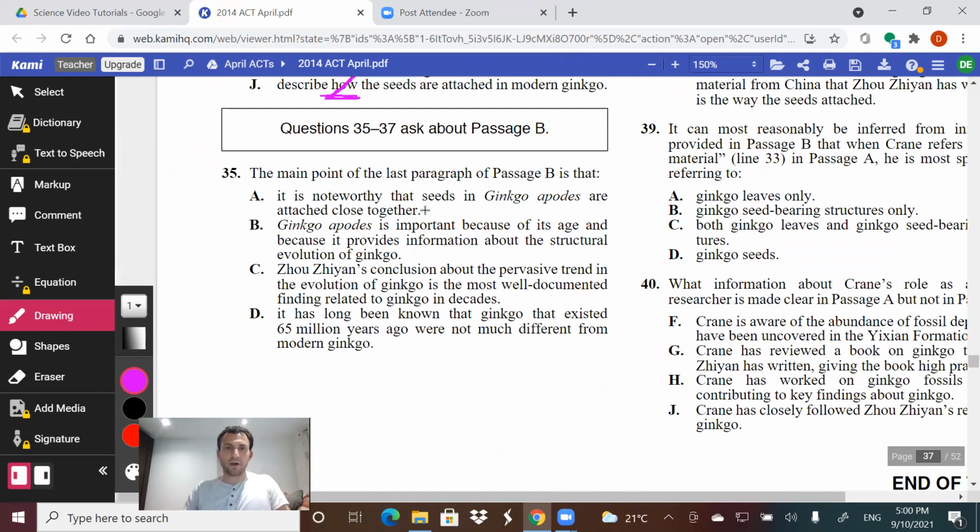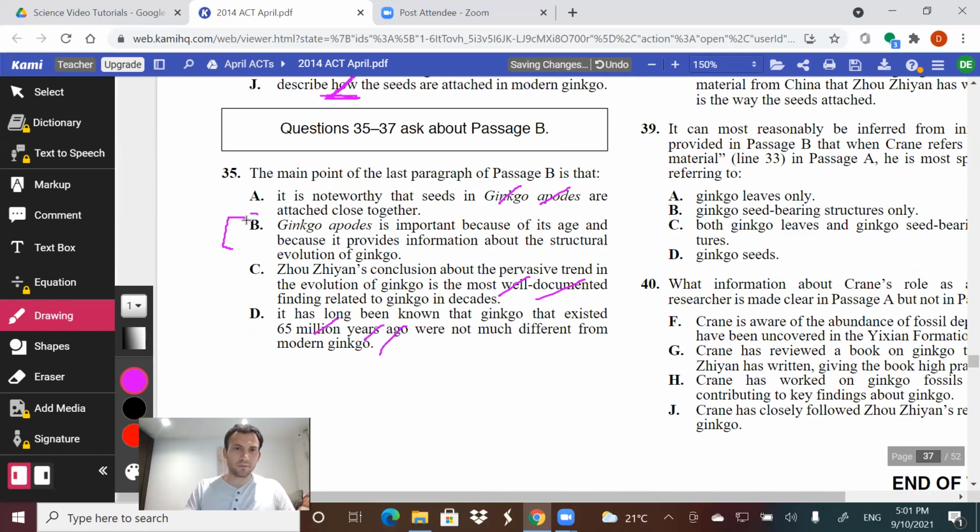The main point of the last paragraph is that it is noteworthy that the seeds in ginkgo apodus are attached close together. No, the point of the last paragraph was kind of the evolution of the seeds, not this specific plant, this specific step in the evolution on its own. Ginkgo apodus is important because of its age and because it provides information about the structural evolution of ginkgo. Maybe. Zhao Zhen's conclusion about the pervasive trend in the evolution of ginkgo is the most well-documented find. So no, it just never says that. So that's an assumption. It has long been known that ginkgo that existed 65 million years ago were not much different. So no, he doesn't make that point.